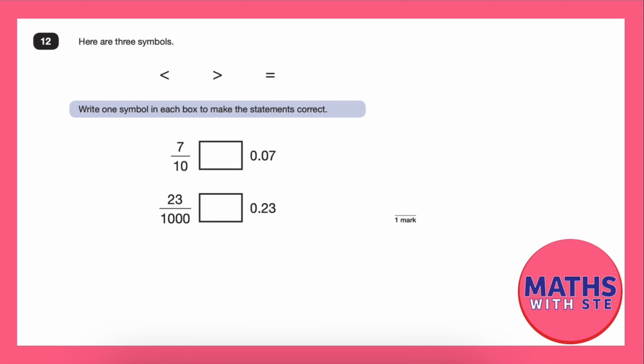Okay, so it says here are 3 symbols, and we've got 3 different symbols there. Write 1 symbol in each box to make the statements correct. So first off, what are these symbols? Well, this one means less than. And this one means more than. And this one, of course, means equal to.